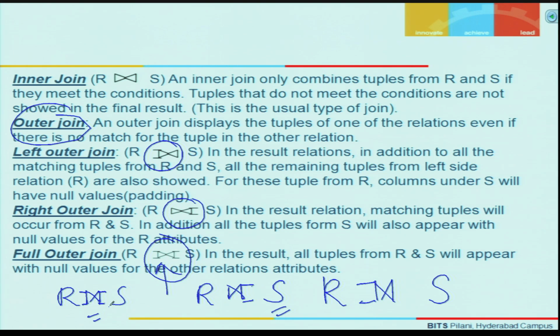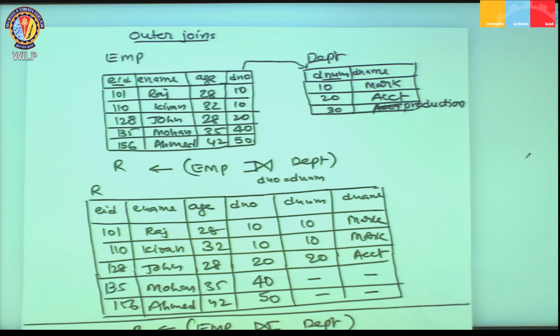Let us try to understand this concept using some example. Let us assume that I have a relation called employee which has employee ID, employee name, age and D number, and another relation department which has DNUM, that is department number, and then DNAME.